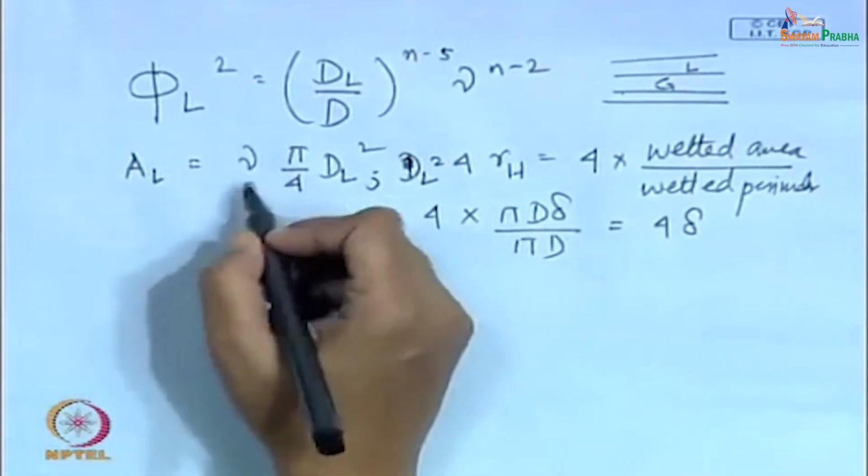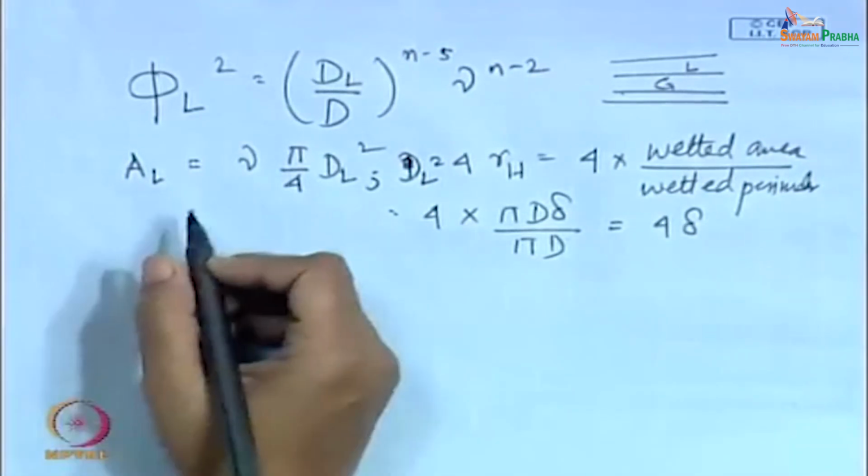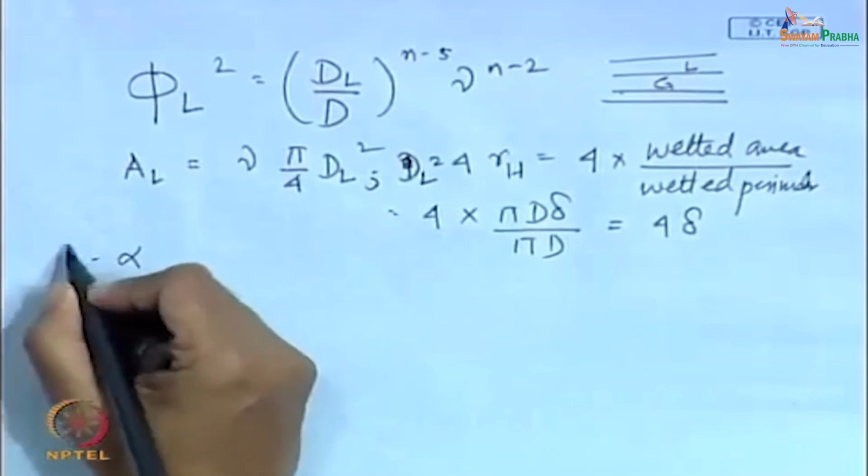Okay. Now, what about this gamma? How to substitute gamma? Now, we know one thing, what is 1 minus alpha equal to?